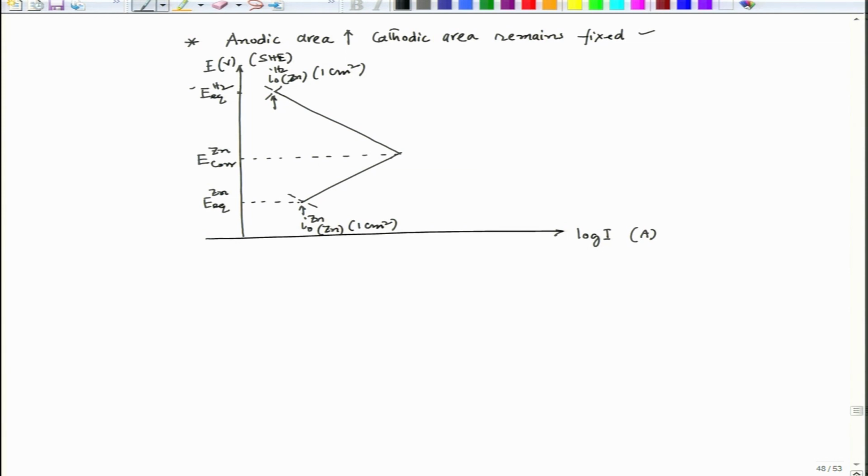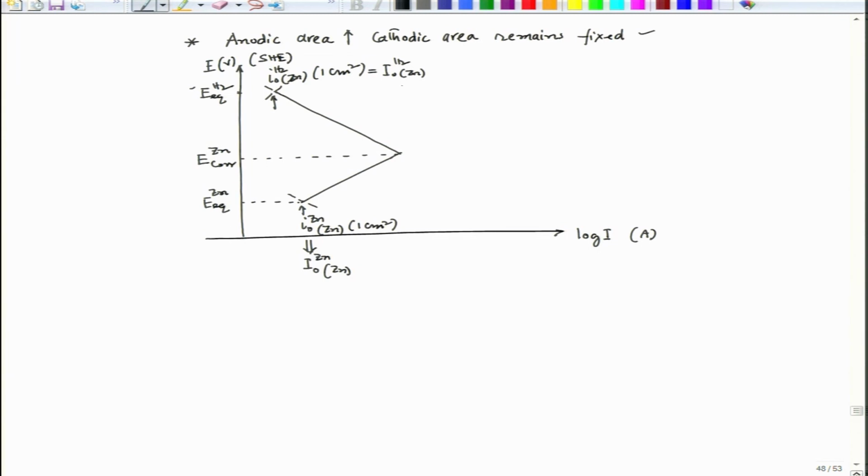Now, if we try to change that current density into current, if the area remains 1 centimeter square, then that would also be I0, because this multiplied by 1 centimeter square becomes my current corresponding to the exchange current density. So this would also become I0 hydrogen over zinc, because we are considering 1 centimeter square.